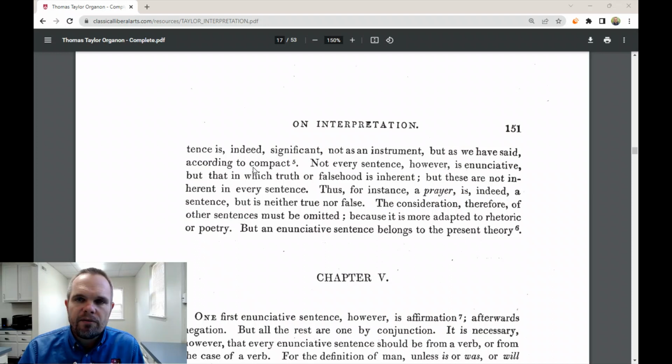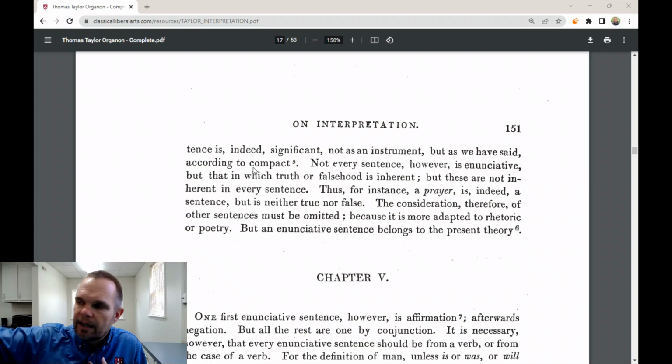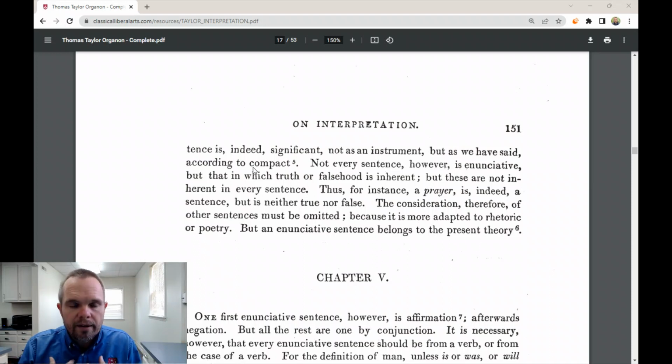And so a sentence is significant not because it has some natural or necessary meaning, but because we, by defining terms, by pointing to and naming things and agreeing on our speech with other men, which we learn, that's the point of education, to learn the conventions so that we can enter into communication with other men using language. It's established by convention. It's significant by convention. If you don't learn, you won't understand the meaning of a sentence. But when you do learn, then you become aware of the meaning of speech. It's significant according to compact, not as an instrument.